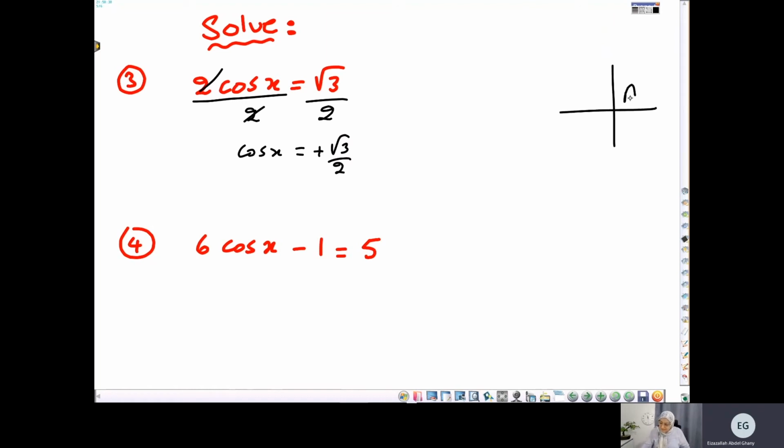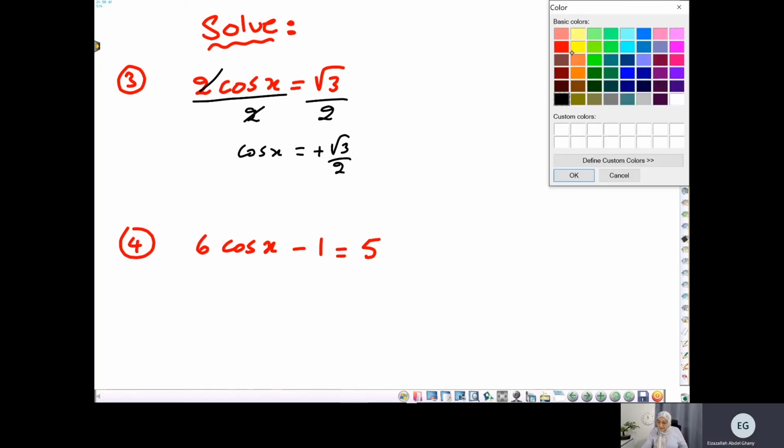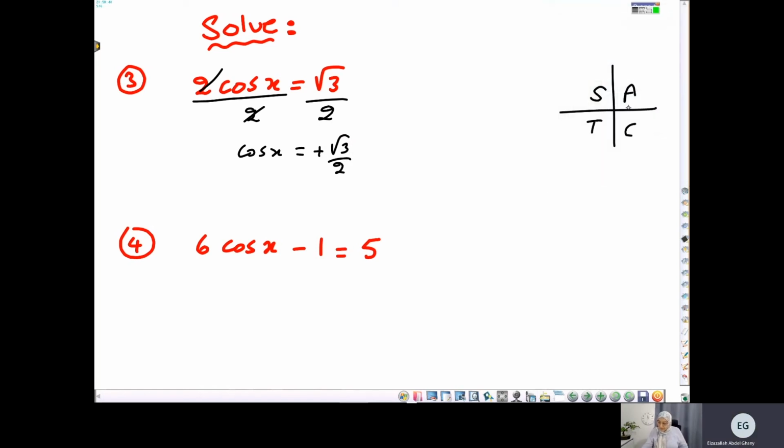ASTC. Where is cosine negative? In the house of the family. All functions are positive in the first quadrant. Only cosine is positive in the fourth quadrant. Remember, in this quadrant, the angles are acute. In the fourth quadrant, it is 360 minus this acute angle.